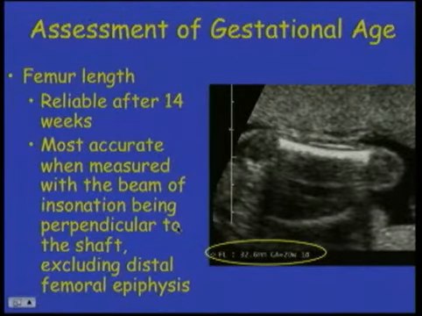The femur length is the next structure we assess gestational age with, and it's pretty reliable after 14 weeks. It's most accurate when measured with the beam of insonation being perpendicular to the shaft as shown in this picture, and excluding the distal femoral epiphyses.